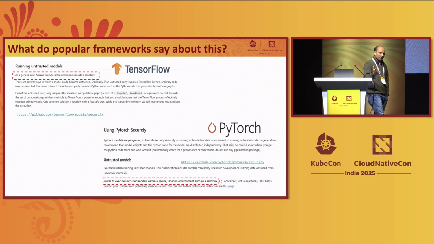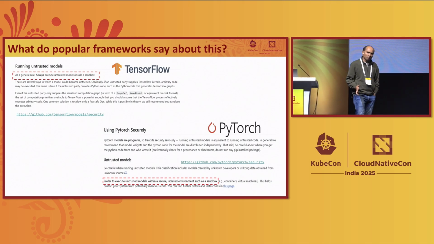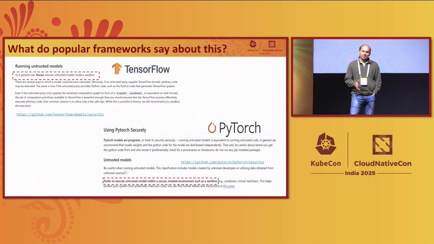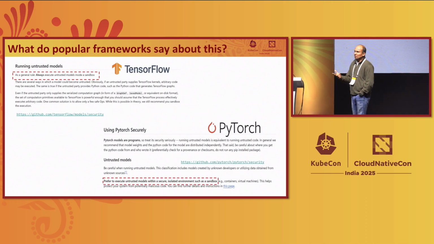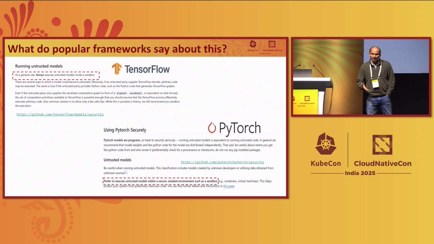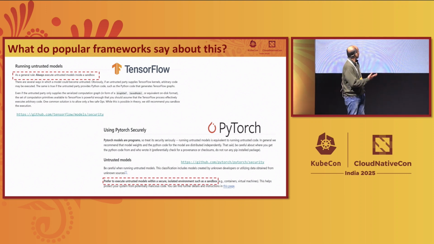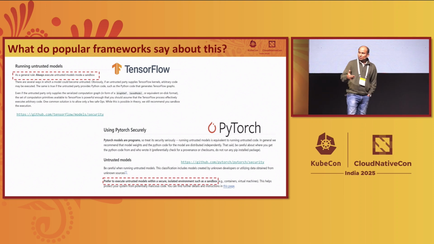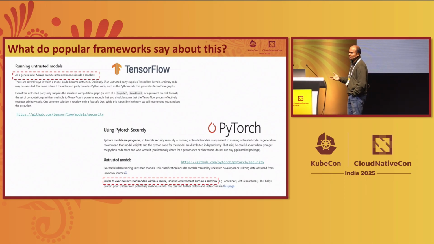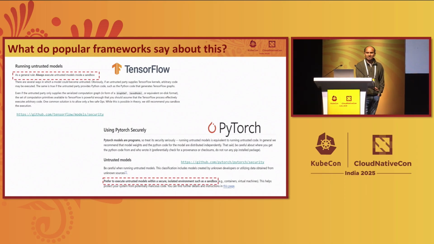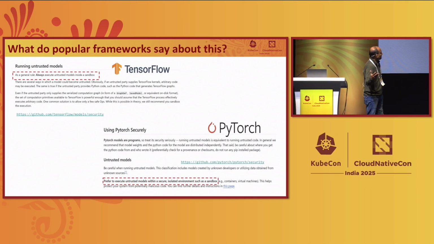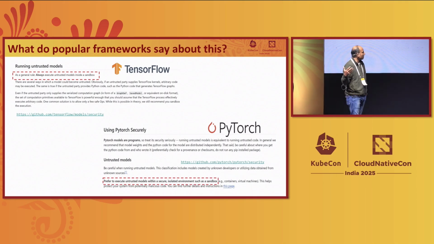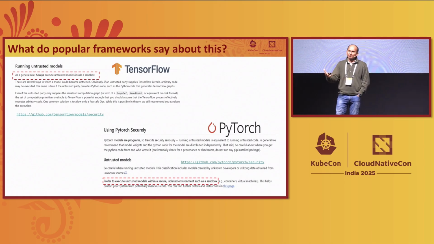What do some of the popular frameworks say about that? This is not a new problem. Predictive AI, ML systems have been out there in the wild for quite some time. What do TensorFlow and PyTorch say about these problems? One of the things TensorFlow says is that, as a general rule, you should execute untrusted models inside a sandbox. The same is true for PyTorch, where it says you should prefer to execute untrusted models within a secure, isolated environment, such as a sandbox. And the example given here is a container.